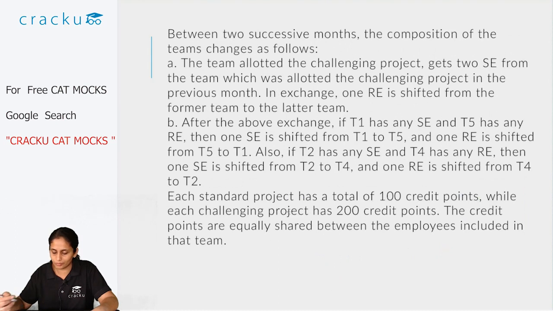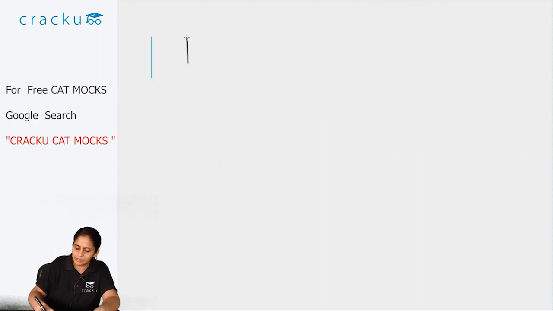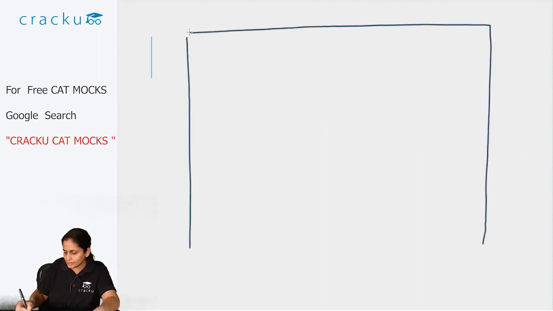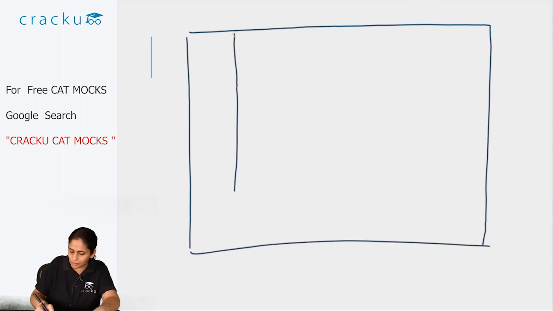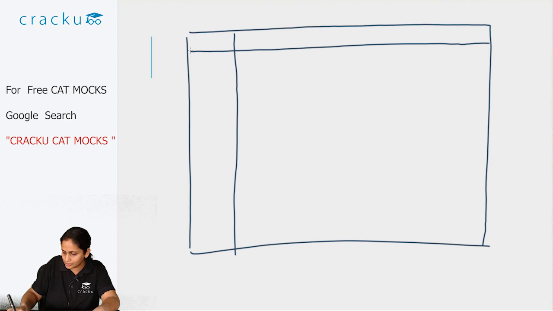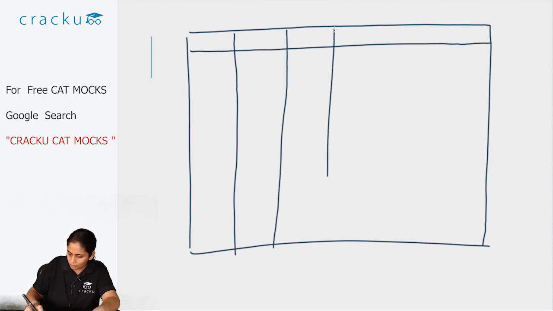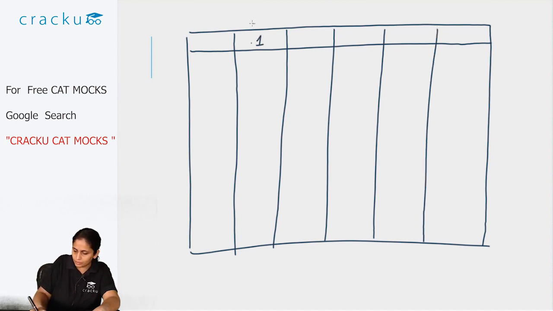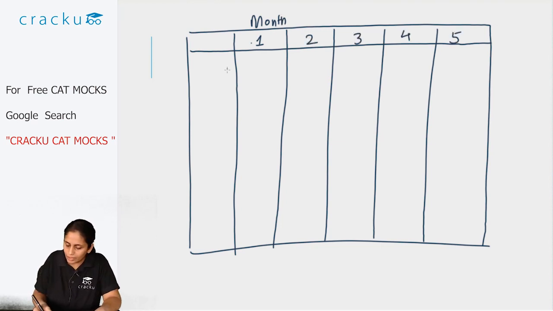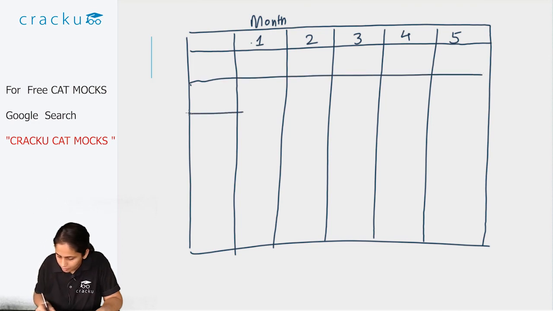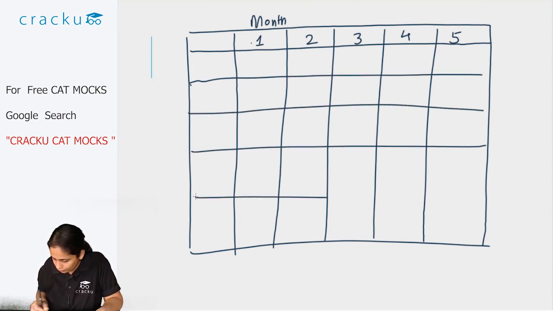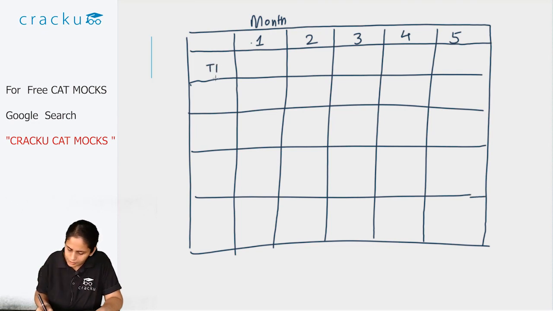We'll start by drawing our basic table. We'll have teams as rows and months as columns. So this is month 1, 2, 3, 4 and 5, and we'll have the teams as T1, T2, T3, T4 and T5.